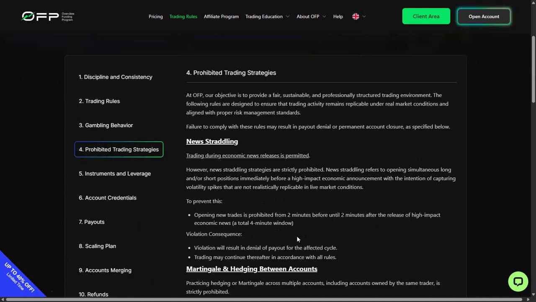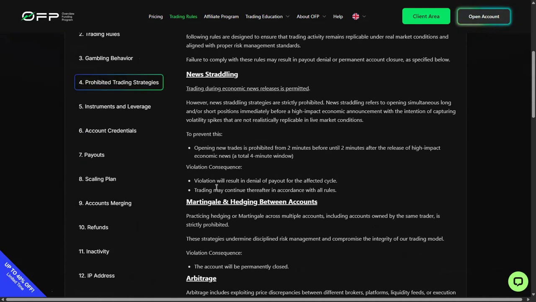So in summary, you just have to avoid trading on news days. Just do that. The consequence is that violation will result in denial of payouts, right? Trading may continue after in accordance with all the rules.